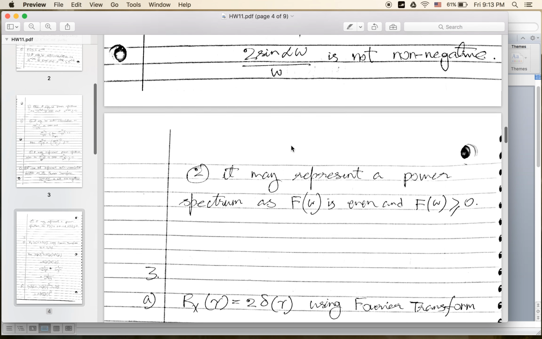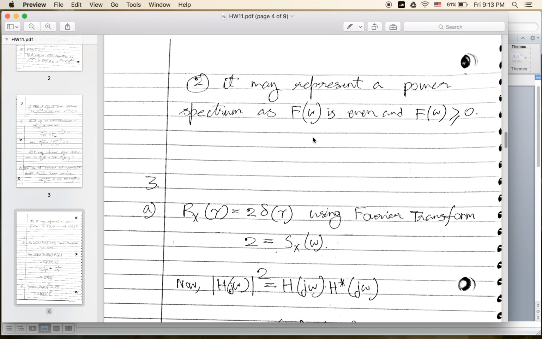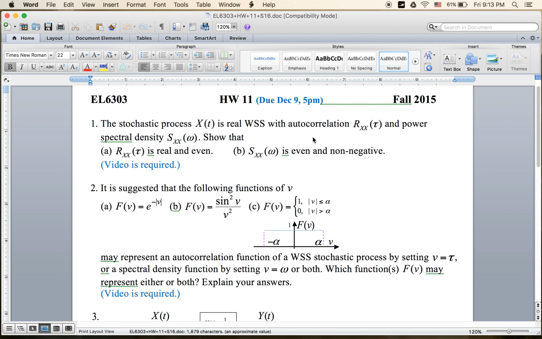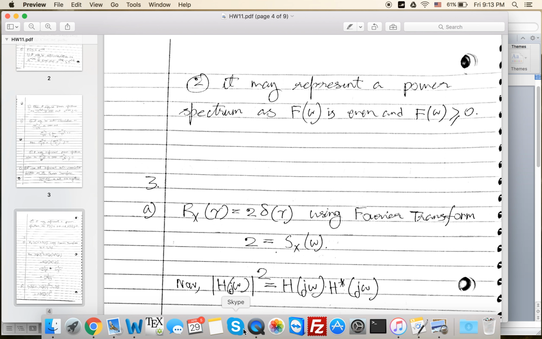Now let's look at the possibility of a power spectral density. We see that f of omega is always even, because we have only two values for f of omega, 1 and 0, and f of omega is always greater than or equal to 0 because it can take only two values, 1 and 0. So this can successfully represent a power spectral density function. So that's it for question 2. Thank you.